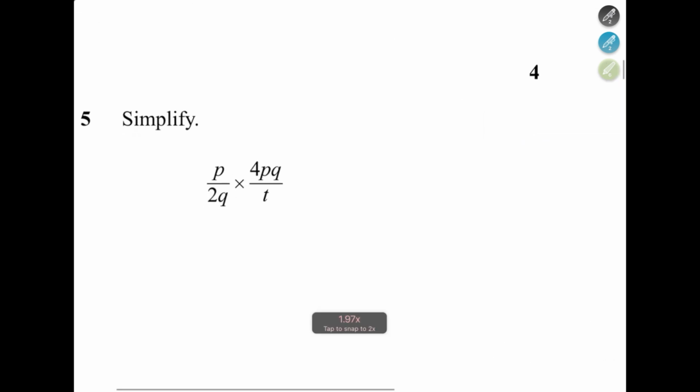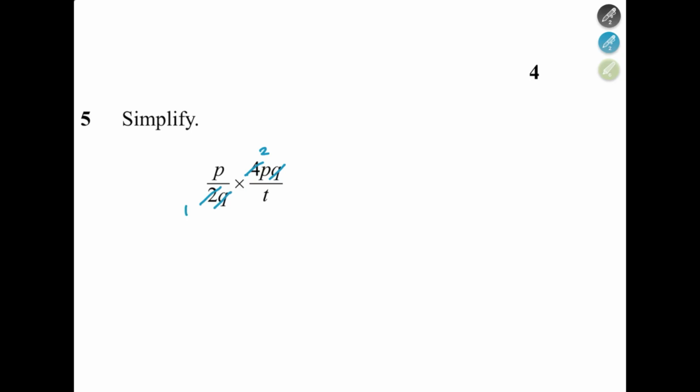Moving on, simplify this fraction. Okay, so when these are all multiplied and divided, we can cancel up and down. Let's cancel q and q. We can cancel 2 and 4. This is 1. If you want to know how to do these rules, you can check out my video, which is in the description, to know the cancellation rules.